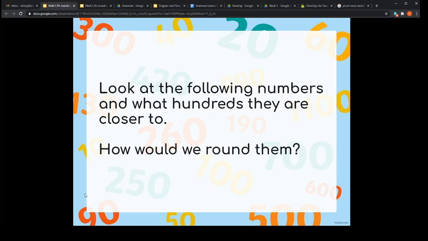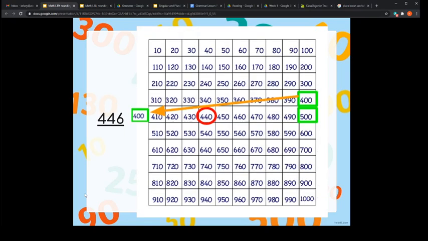Look at the following numbers and what hundreds are they closer to? How would you round them? Here we have 446. Is this closer to 400 or 500? 921. Is this closer to 900 or 1,000? 134. Is this closer to 100 or 200?